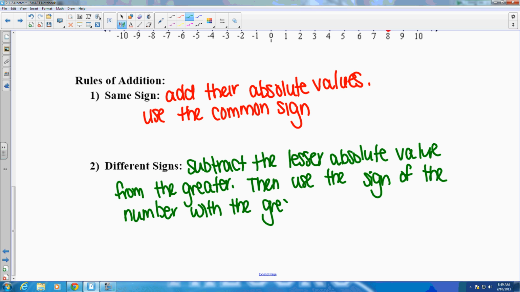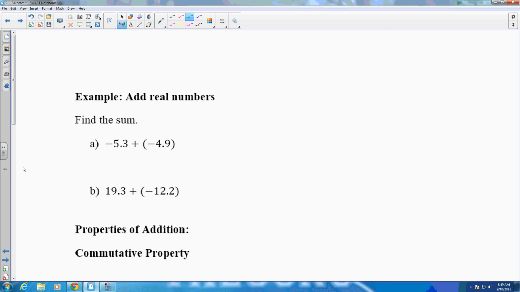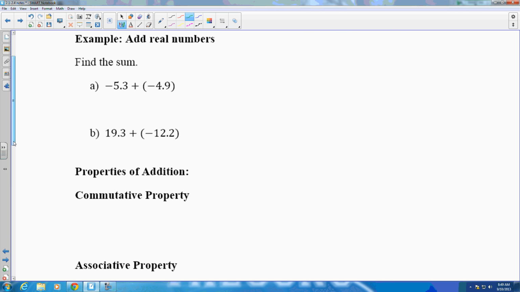Okay, now we're going to do several examples to make this more clear. The first one, find the sum of -5.3 and -4.9. Because these have the same sign, we're just going to add their absolute values and use the common sign. Their absolute values are 5.3 and 4.9. That gives us 10.2. But we need to remember to use the common sign, which is negative. So our answer is -10 and 2/10.